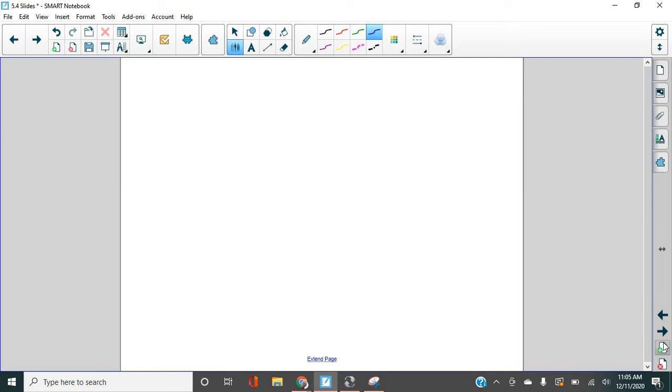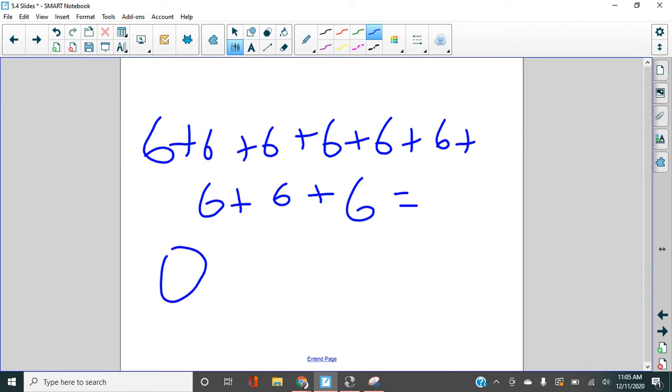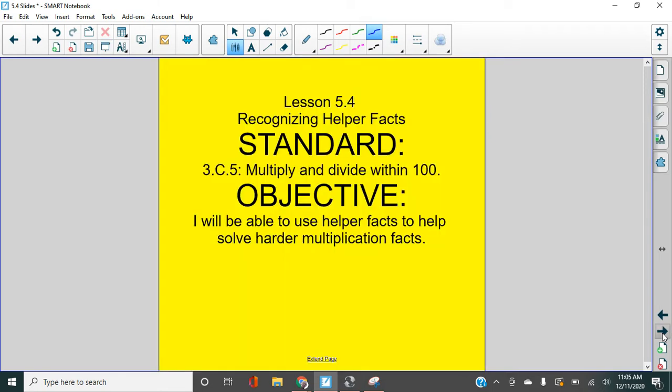Okay, could we do 6 plus 6 plus 6 plus 6 plus 6 plus 6 plus 6 plus 6 plus 6? Yes, we could. Could we draw 6 shapes here and then put 9 marks in each one and then count them all? Yes, but that's going to take a really long time, and we are moving towards more efficient strategies today.